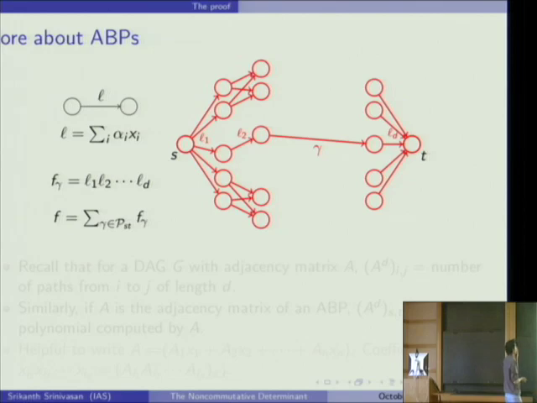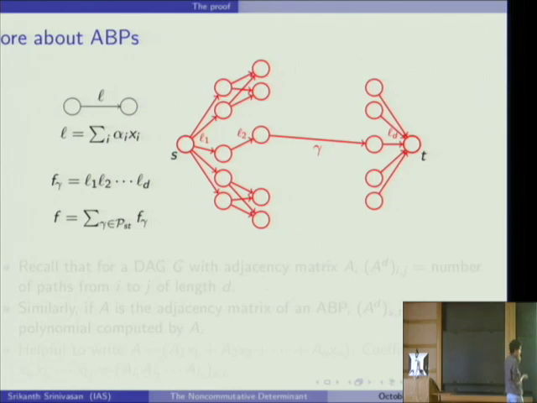Okay. So before we go into the reduction, it's probably going to be helpful to look a little more carefully at this ABP model. Recall that the ABP is this directed acyclic graph. Paths in this graph define products of linear forms, and the polynomial computed by this is just the sum over all paths of the polynomial computed by each path.